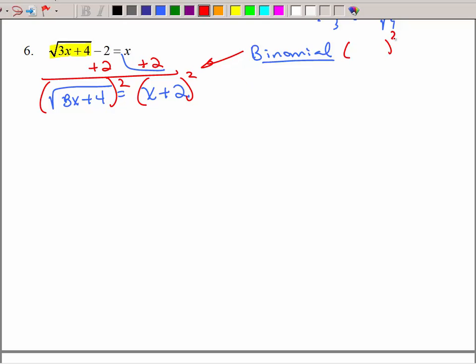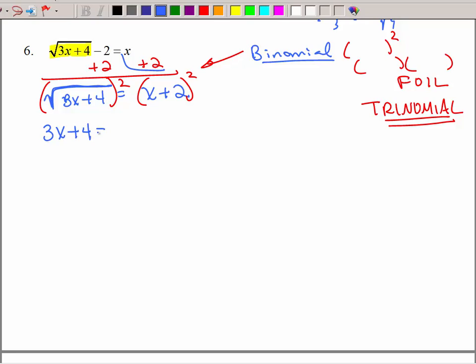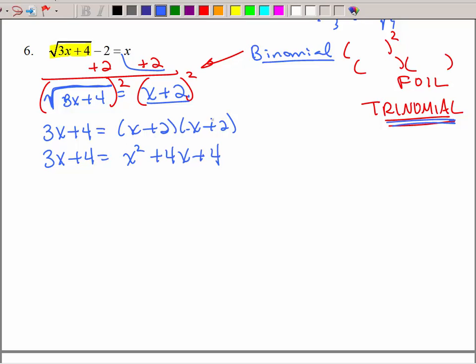When you square a binomial, that means to write it out twice and FOIL it, and you're always going to get a trinomial. Now the good news is over here, when you square that square root, it just goes away and I get 3x plus 4. But over here, that means x plus 2 times x plus 2. Now if you don't have to write that out, you don't have to, but you better get a trinomial. So when I FOIL this out, I get x squared, 2x and 2x is 4x, and 2 times 2 is 4. That's what makes this harder.